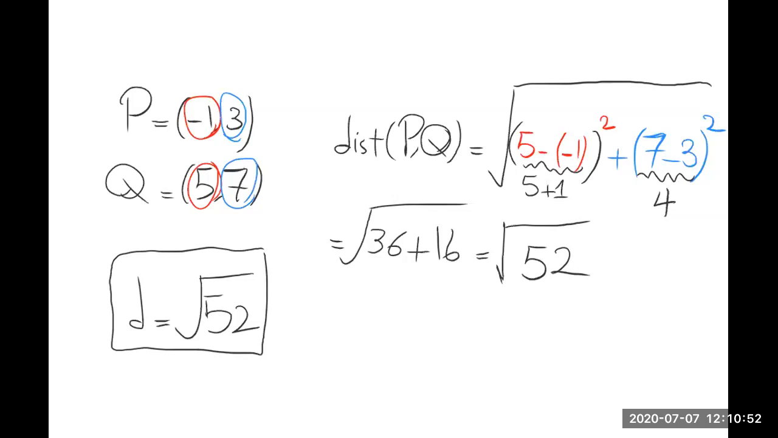Now, how can we find the distance between 2 points in 3-dimensional space? So suppose we have this 3-dimensional space.